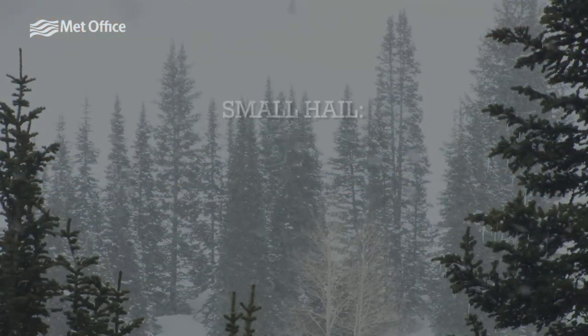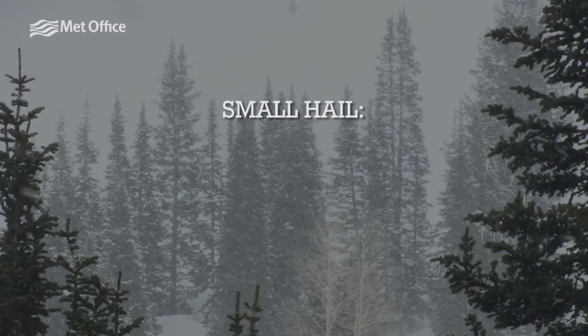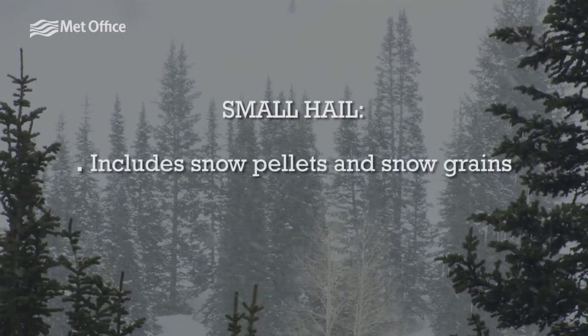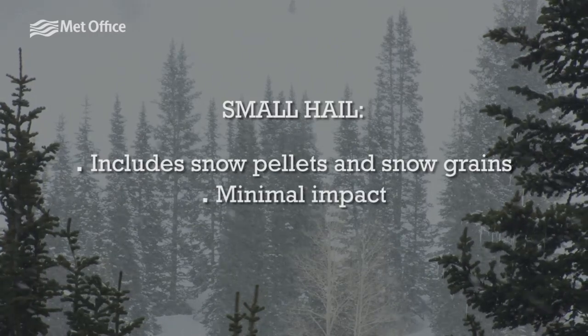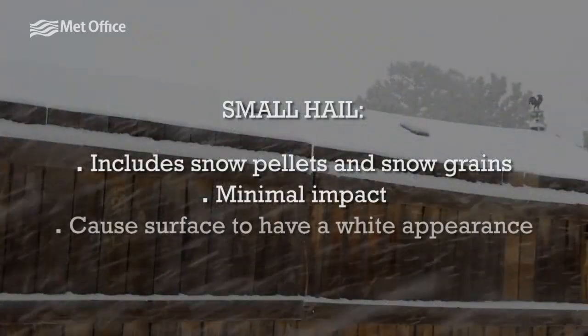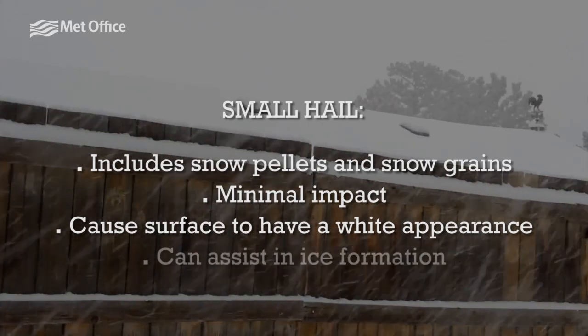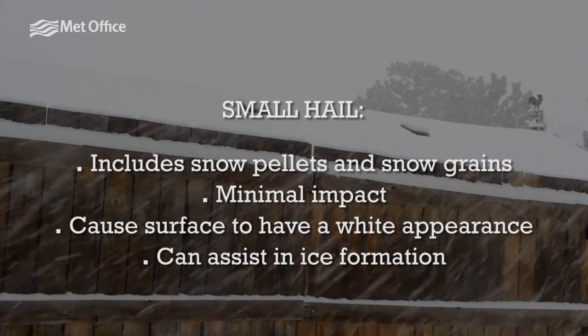Small hail includes two different types of winter precipitation that can affect the surface conditions of tarmacked areas. These are snow pellets and snow grains. They tend to have a minimal impact generally, although they can cause the surface to have a white, snowy-like appearance for a short time, and they can assist in ice formation given the right conditions.